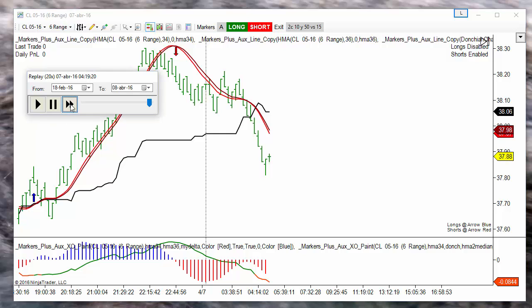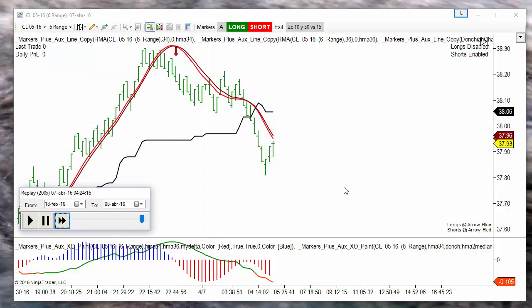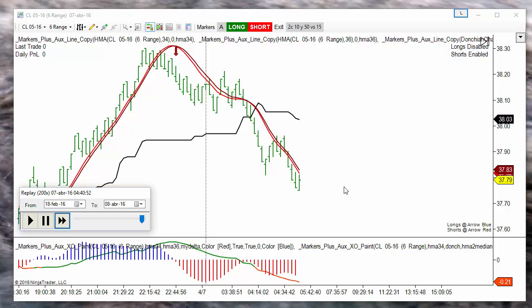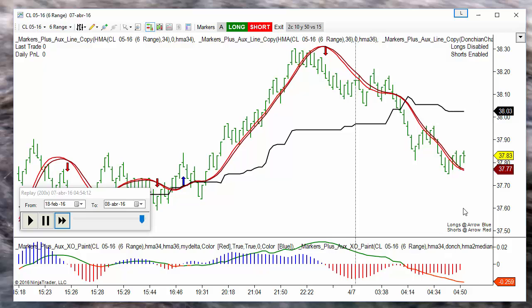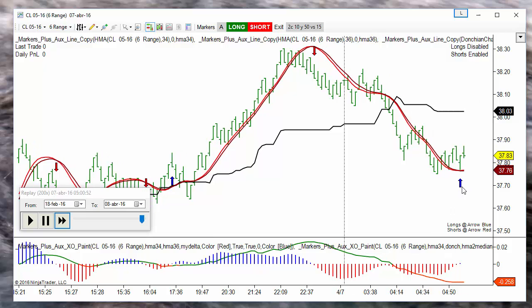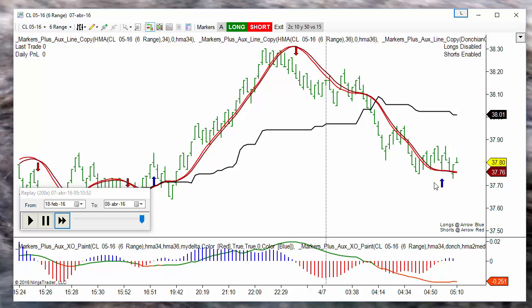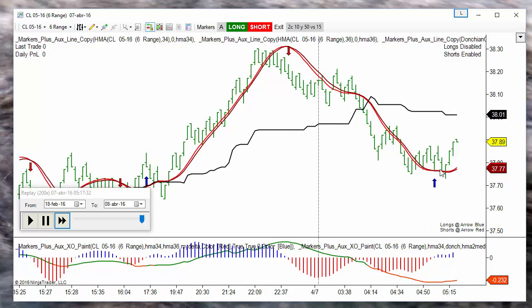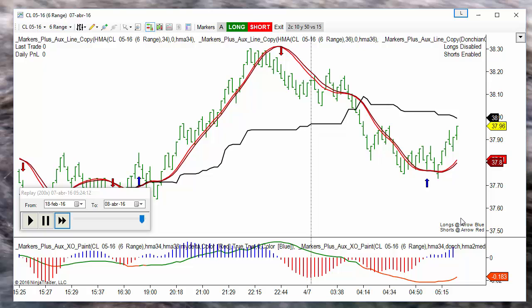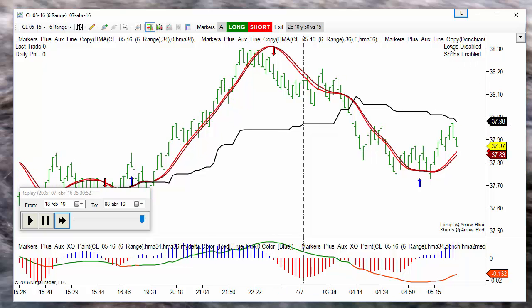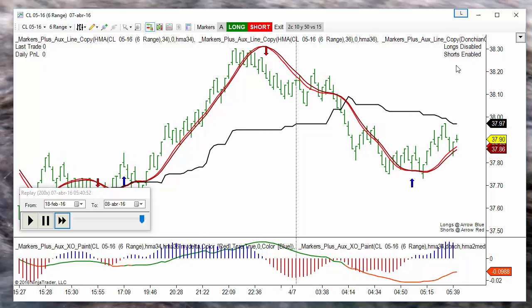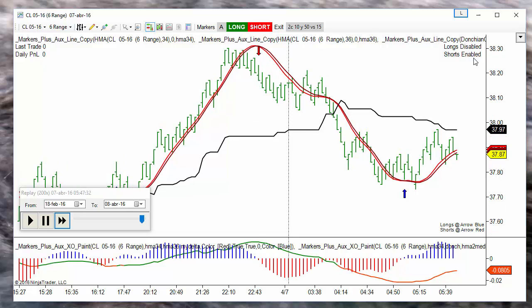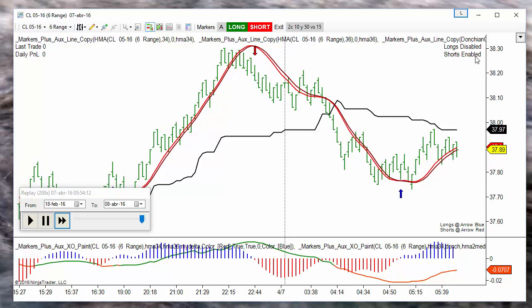negative. The next signal is going to be a crossover to the upside, which is going to be ignored because we are taking only shorts. We can see the state of the filter at the upper right corner. We have a long crossover, ignored. Now we are waiting for a short. We have shorts enabled.